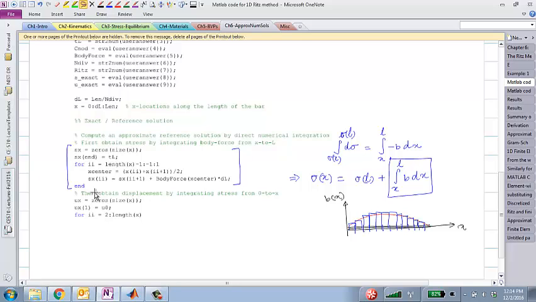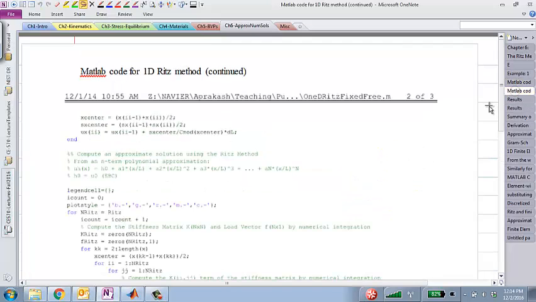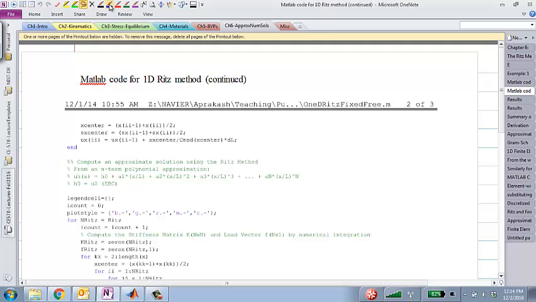Once I have stress, I will do the same sort of integral for the displacement. Here is where I'm doing the integral of u between u0 and ux is equal to sigma x over c, integral dx between 0 and x. So both of these integrals give me some exact or very close to exact reference solution to compare my approximate Ritz method solution. So let me do that.